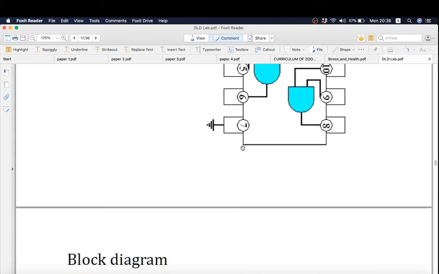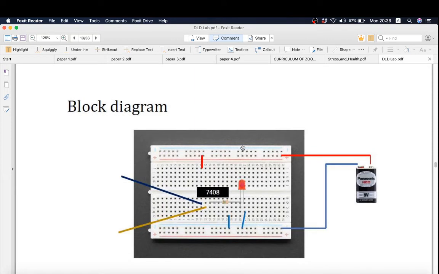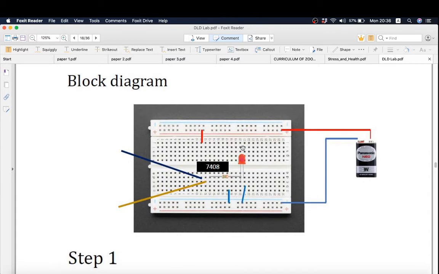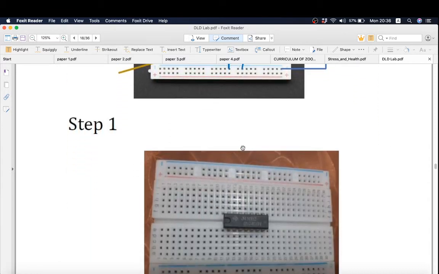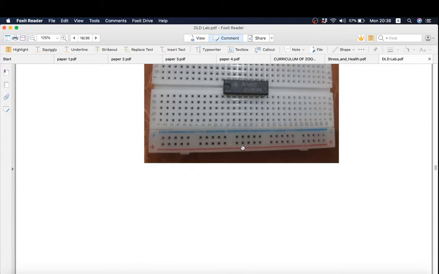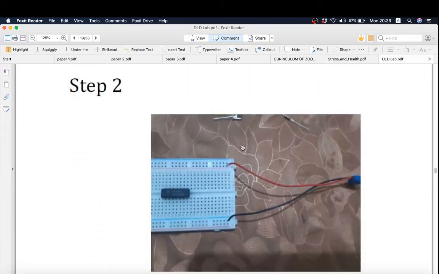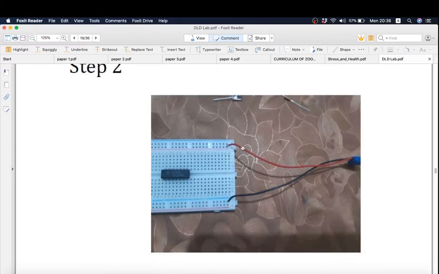Second, about the experiment, like this experiment, you will not be asked to perform it, but you should know the setup. For example, if I ask you to write down the steps for the 7408 IC setup, you should write that the first step is to put the IC on the breadboard. The second step is to connect the battery wires, positive and negative terminal.